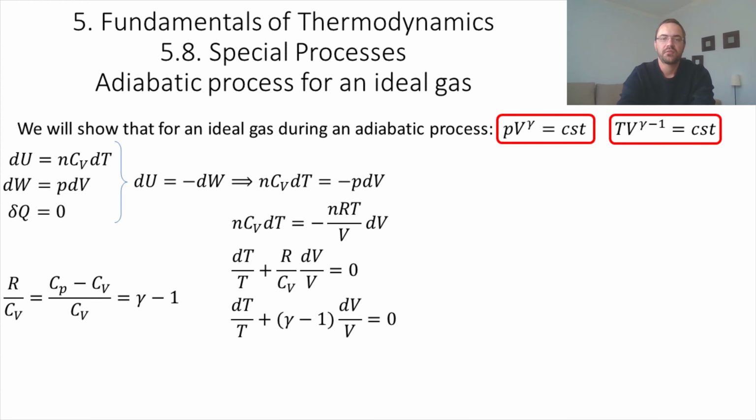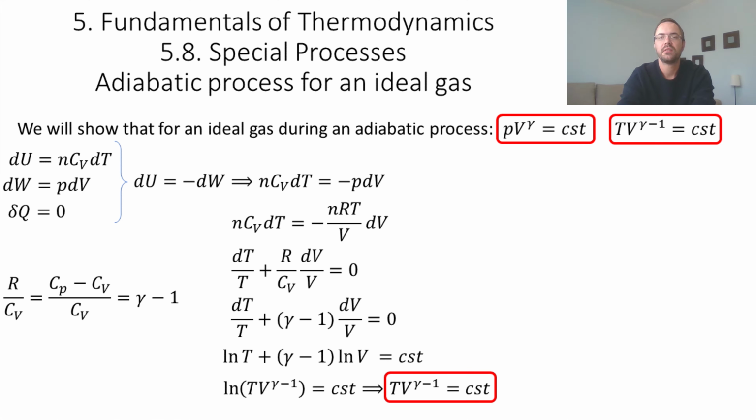The final trick here is to take the primitives of dT over T and dV over V. And we get ln of T plus gamma minus 1 ln of V is a constant. And you can check that if you take the derivative of this, then you get the previous relation. Then we can use the properties of the logarithm to rewrite this equation as ln of TV to the power gamma minus 1 is equal to a constant. And this gives us one of the relations we're looking for. TV to the power gamma minus 1 is a constant.